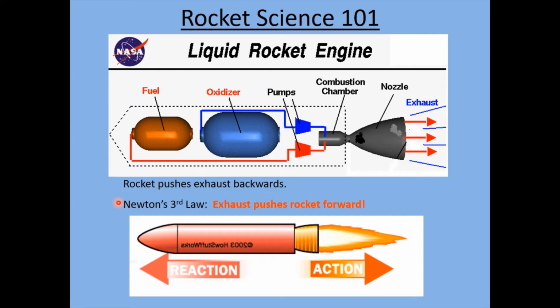But remember Newton's third law: for every action, there is an equal and opposite reaction. So if the rocket is pushing the exhaust backwards, the exhaust is therefore pushing the rocket forward. So here's a schematic showing this. We've got the rocket here. The action is the exhaust being pushed out backwards. The reaction is the rocket being pushed forward. So that's basically how the thrust or propulsion of a basic rocket works.